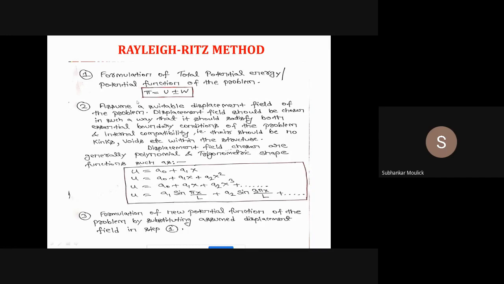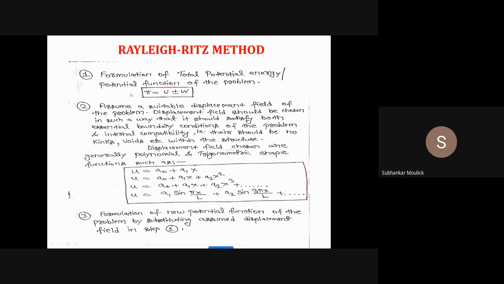So the very first step is formulation of the potential function of the problem, and that is pi equal to summation of internal energy plus summation of external energies. External energies are all negative in nature. So the resulting expression for the total potential becomes pi equal to U minus W. Just now I have told you that U will vary from problem to problem. If it is a bar problem, you have to use that particular expression to solve the problem. If it is a beam problem, you have to use that particular expression of U.